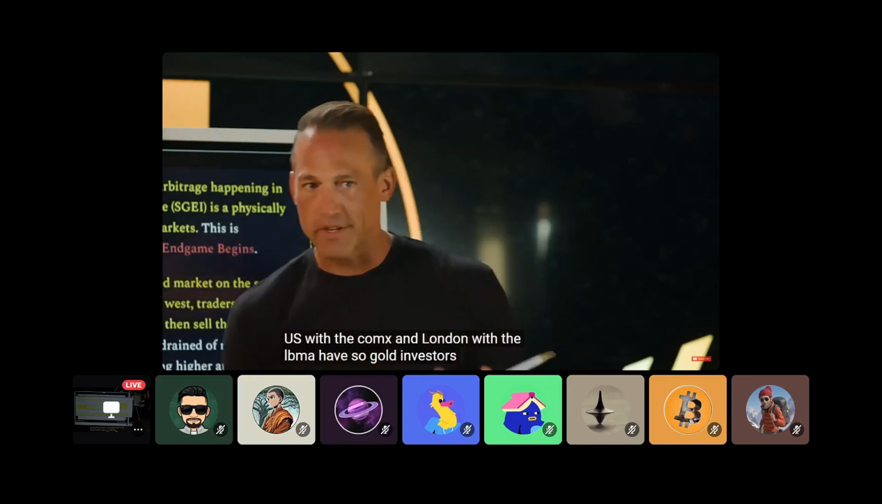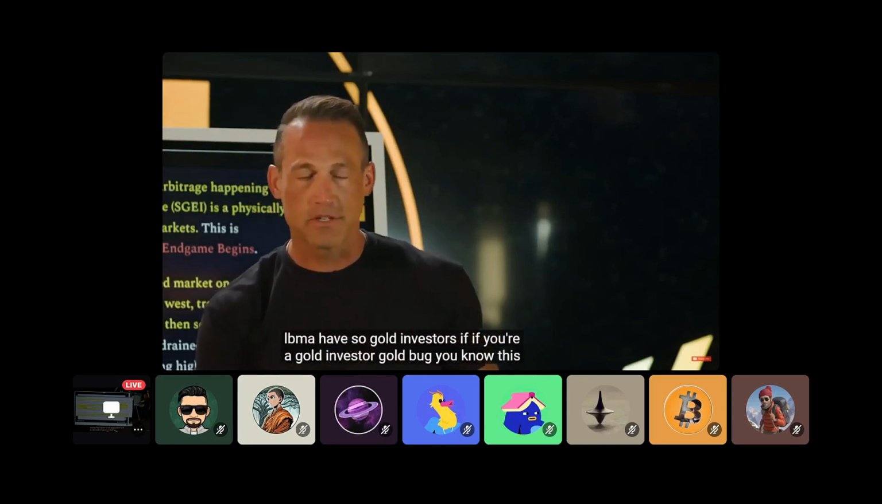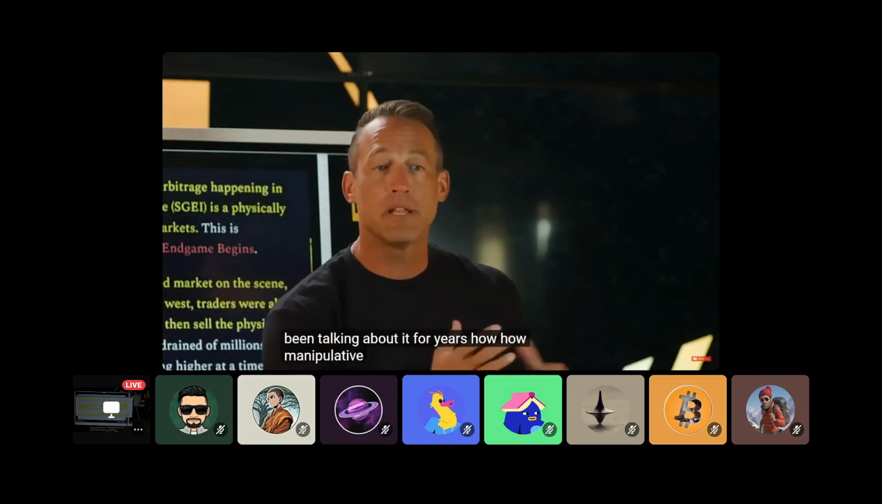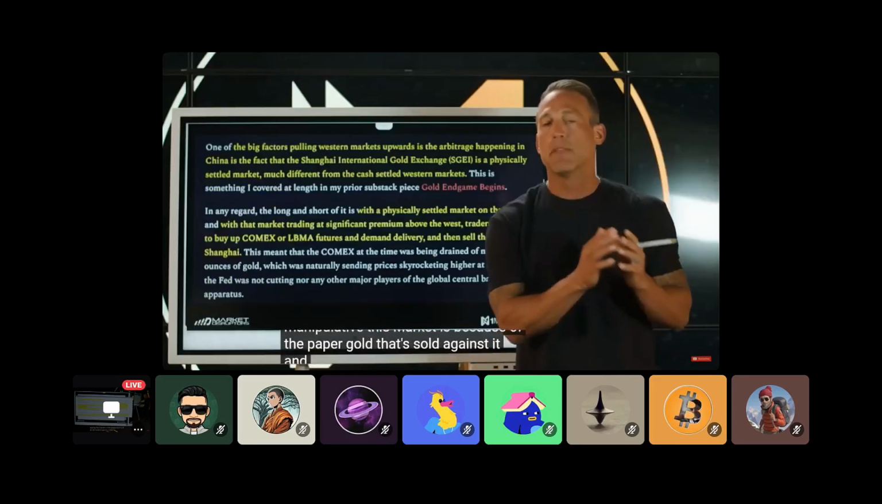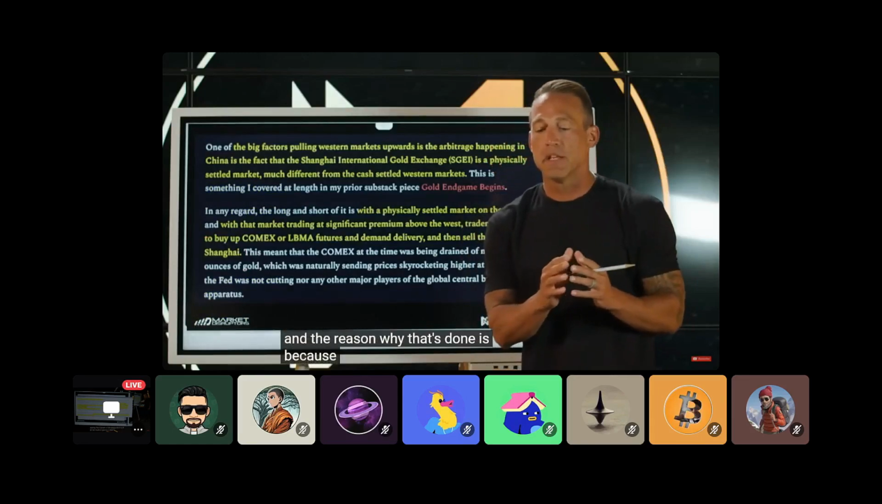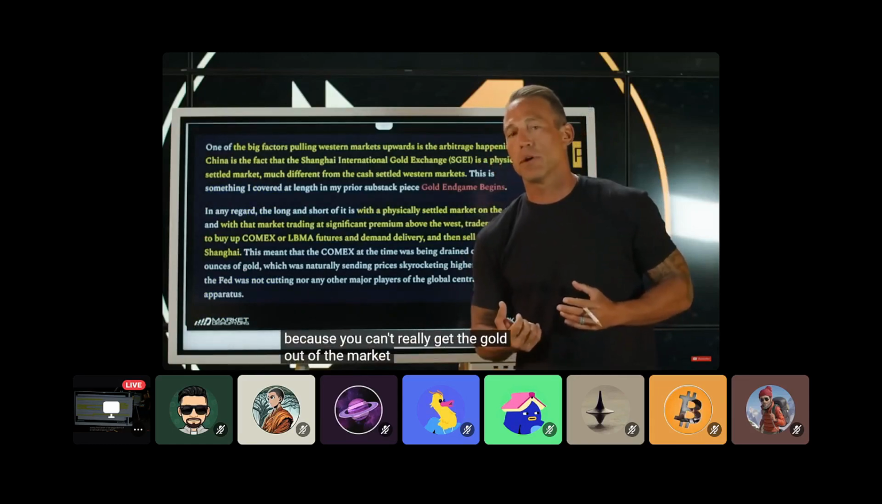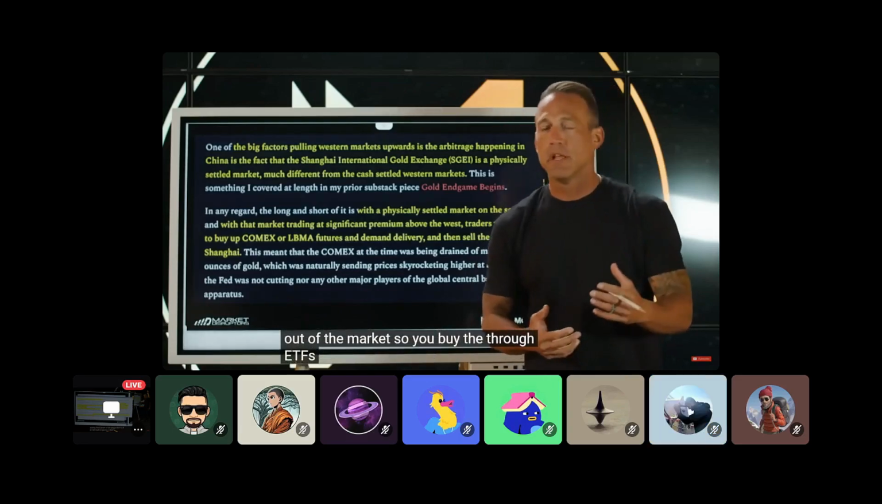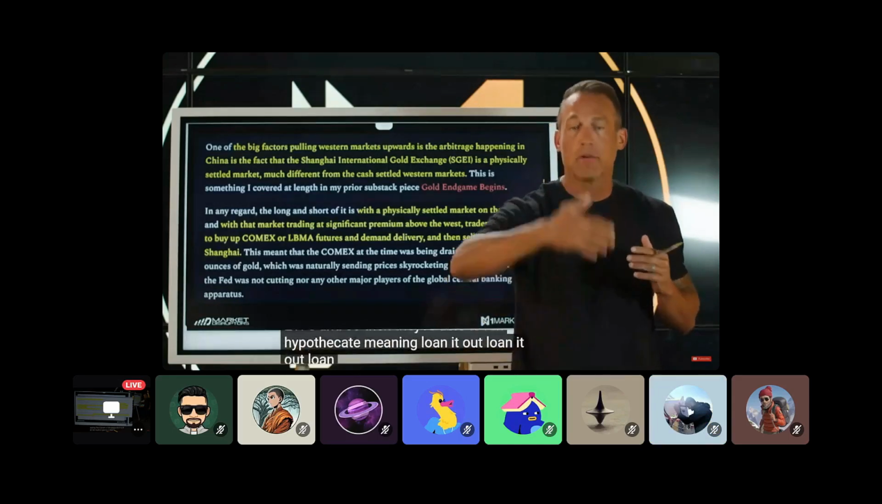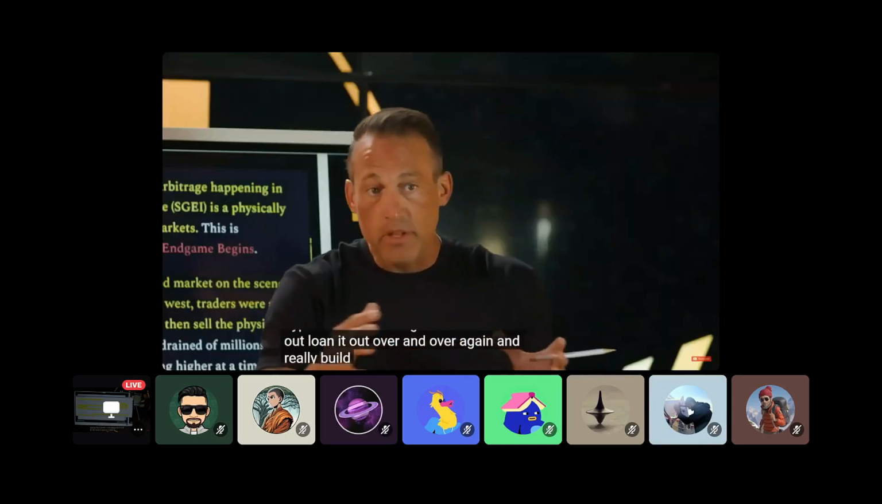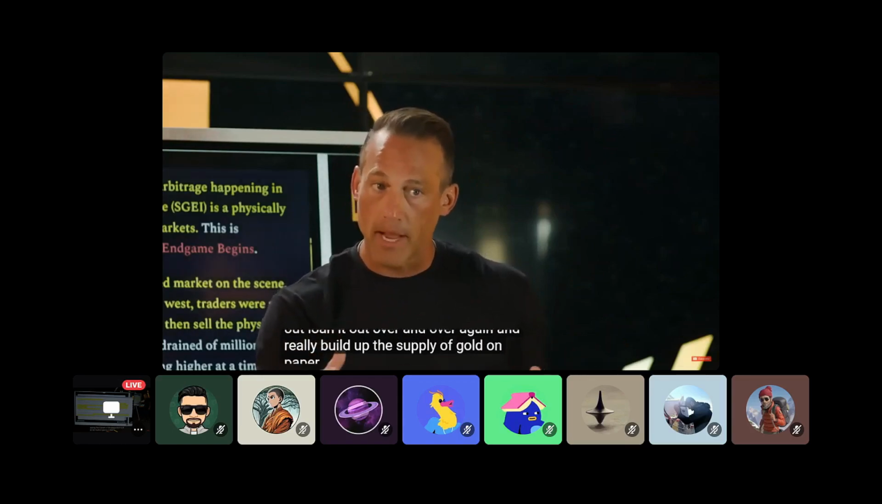So if you're a gold investor or gold bug, you know this. Been talking about it for years, how manipulated this market is because of the paper gold that's sold against it. And the reason why that's done is because you can't really get the gold out of the market. So you buy them through ETFs, and so then they're able to rehypothecate, meaning loan it out over and over again, and really build up the supply of gold on paper, even though it's not physical.